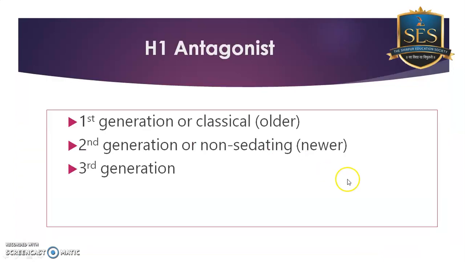As I told you in the last lecture, H1 antagonists are further classified in three ways: first generation, second generation and third generation. So in today's discussion we are seeing first generation drugs.